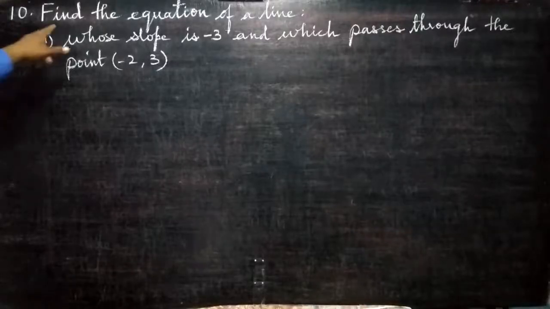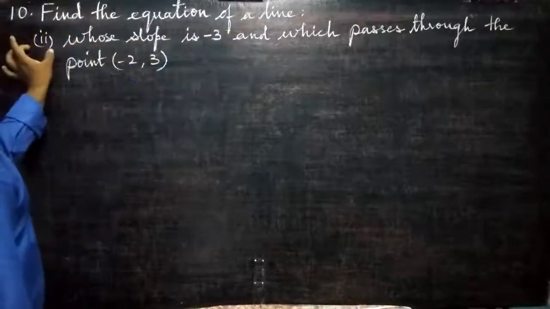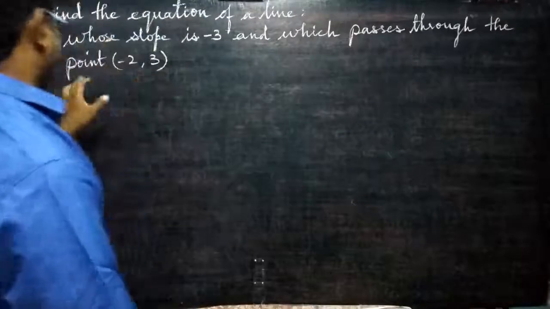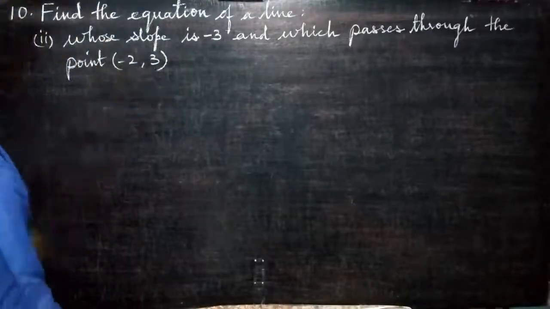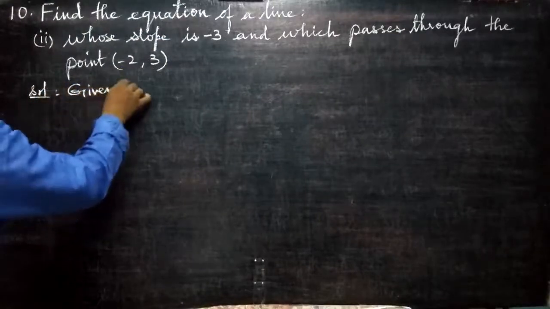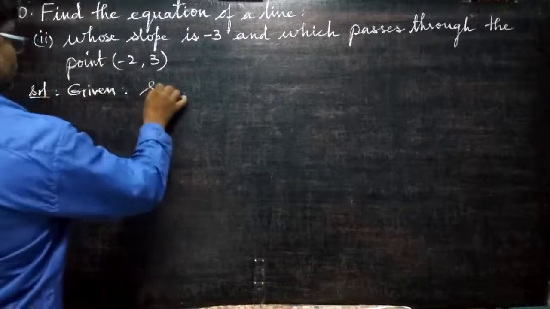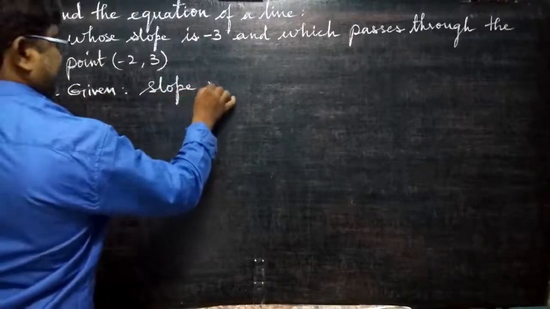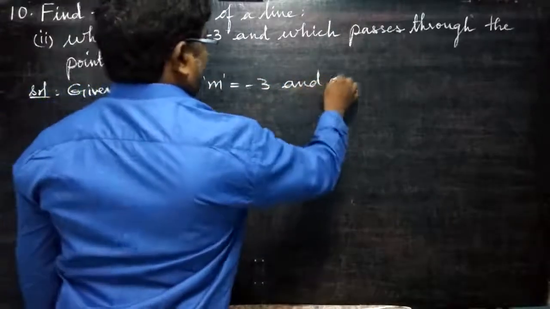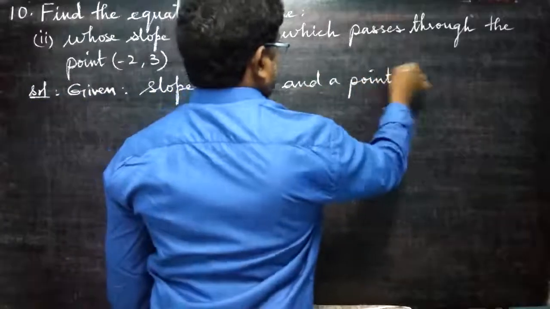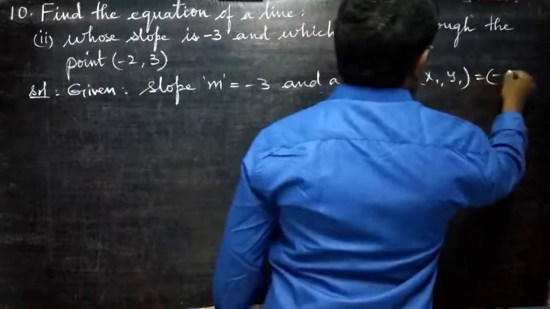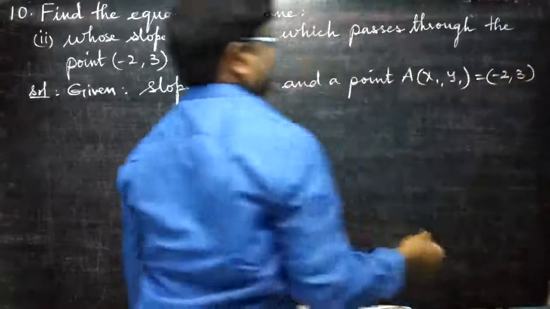10th problem. Find the equation of a line whose slope is -3 and which passes through the point (-2, 3). Solution: what have they given? Slope m is equal to -3 and a point, think of it as (x1, y1) is equal to (-2, 3). Are you able to follow?